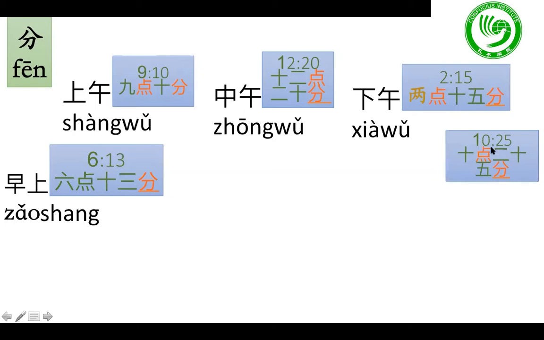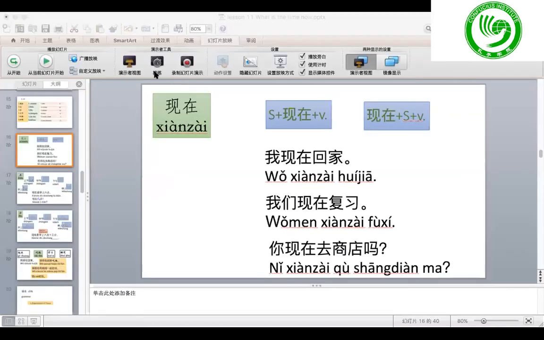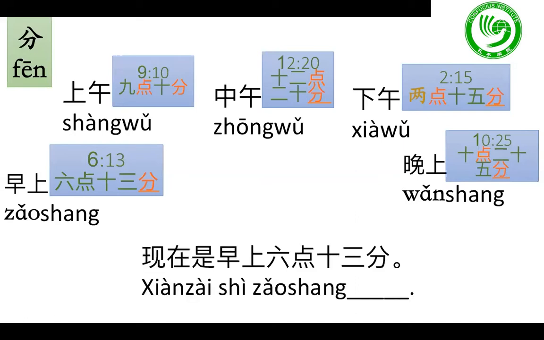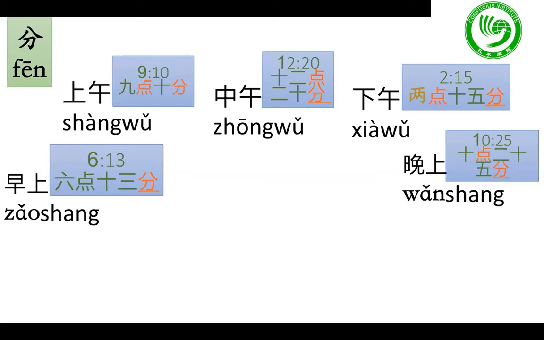Okay, then the last one is this one. Could you please guess how to say this time? Yes, say the hour first and then the minute. Then 现在几点？现在是10:25. But if you want to say with the evening, what do we say? Yeah, the evening comes first. It should be 晚上10:25.